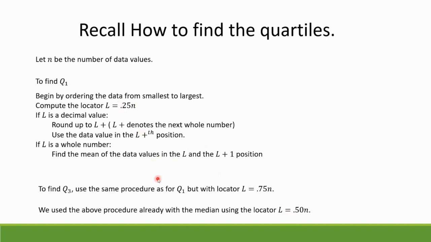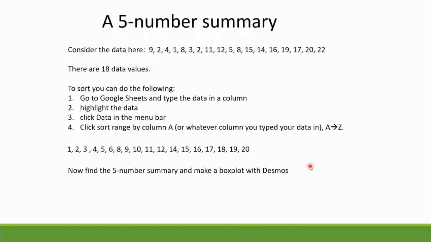And for the median, you can actually do this. L would be 0.50. All right. So let's say we had this data here. We're going to get the 5-number summary. Remember, the 5-number summary is the smallest data value, the minimum, then the 3 quartiles, then the maximum data value. Here I'm just reminding you how you could sort the data, but you actually end up getting this when you sort it.